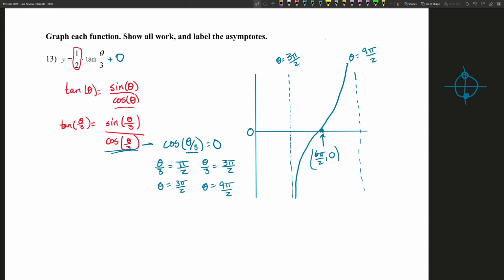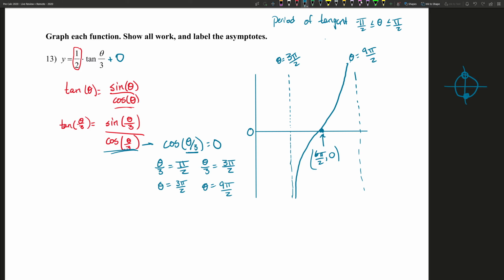Well, so I thought we only needed to graph one period for the tangent, so you only need one asymptote. You really do need two, because this is the actual period of tangent, negative pi over 2 to pi over 2. And if you're confused about this, don't worry.